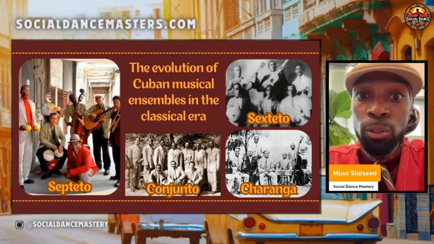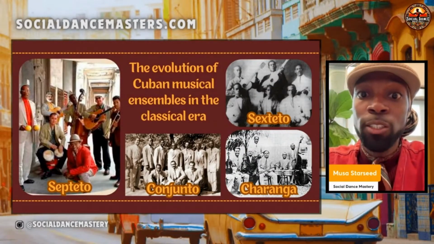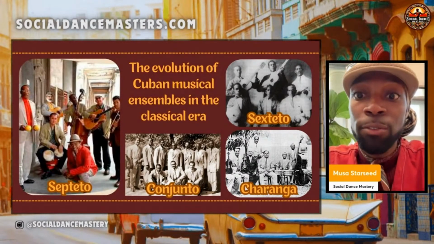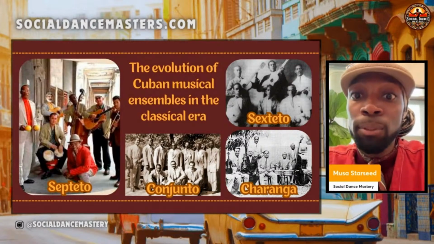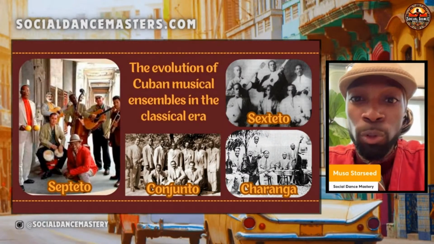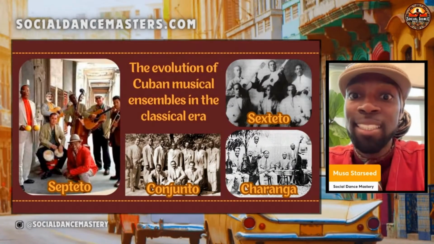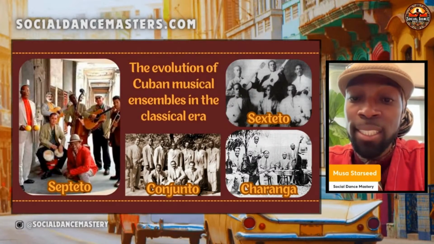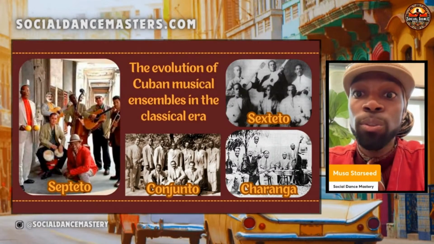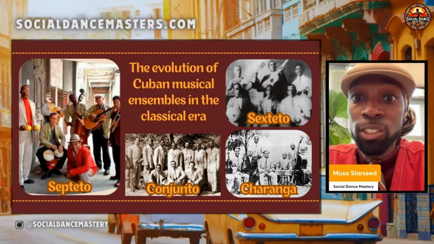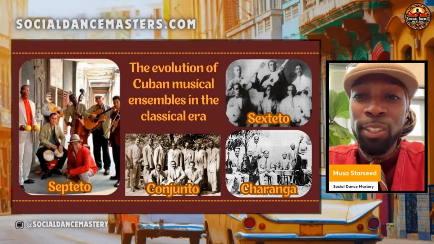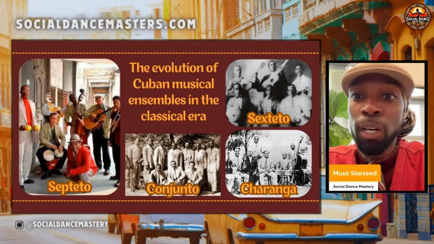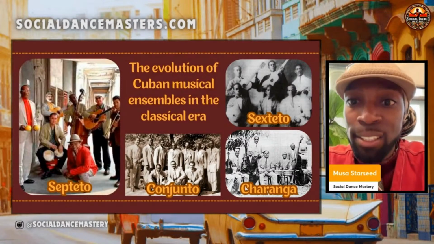So in the evolution of son, we also see the evolution of different Cuban ensembles that start to form, such as the septeto, the sexteto, the charanga, and the conjunto. These are different groups that include different structures of instruments that really create different sounds and different styles of son.